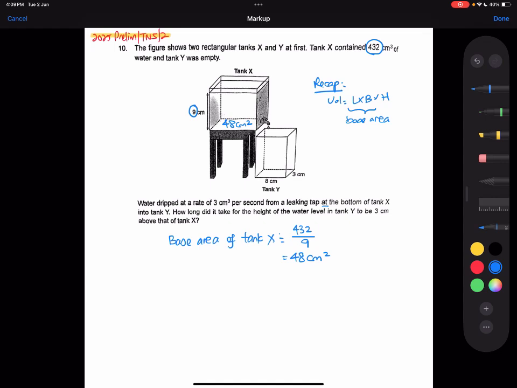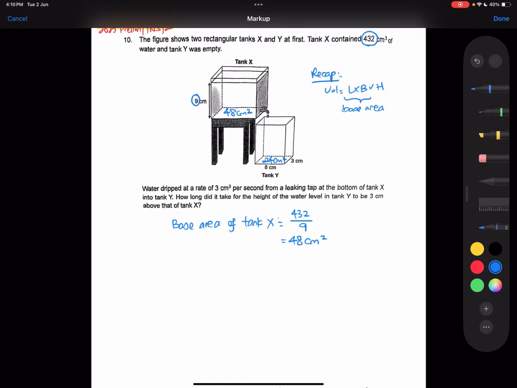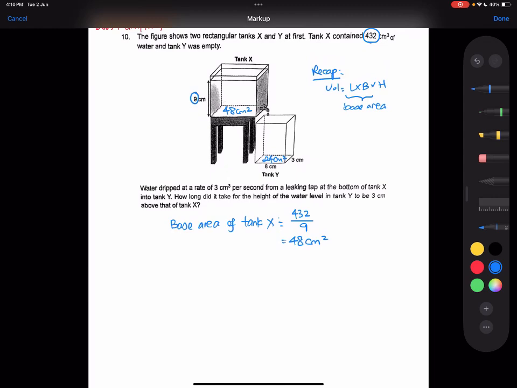Okay, we also know the base area of tank Y, which is 3 times 8. This is 24 centimeter squared. Now we want the water level in tank Y to be 3 centimeter above that of tank X. So some water is going to drip out from tank X, and it's going to reach a height of x centimeter, and it's going to drip into tank Y, and the height is going to be x plus 3.